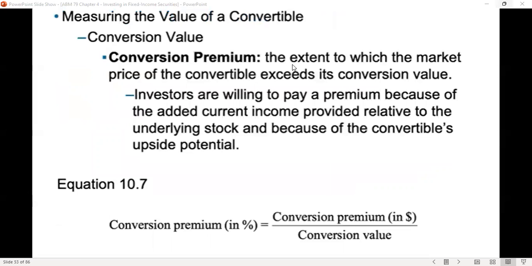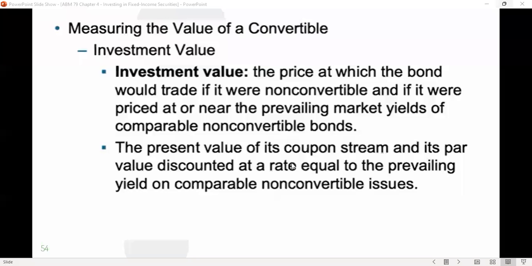We also have what we call the conversion premium, the extent to which the market price of the convertible exceeds its conversion value. So the market price is bigger. Investors are willing to pay a premium because of the added current income provided relative to the underlying stock and because of the convertible's upside potential. So conversion premium ratio equals conversion premium in dollars over the conversion value. When you get the conversion premium, again, we won't be talking about that much.